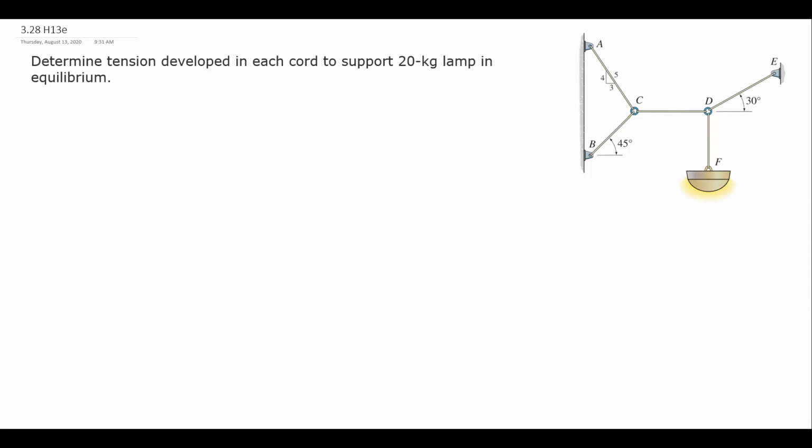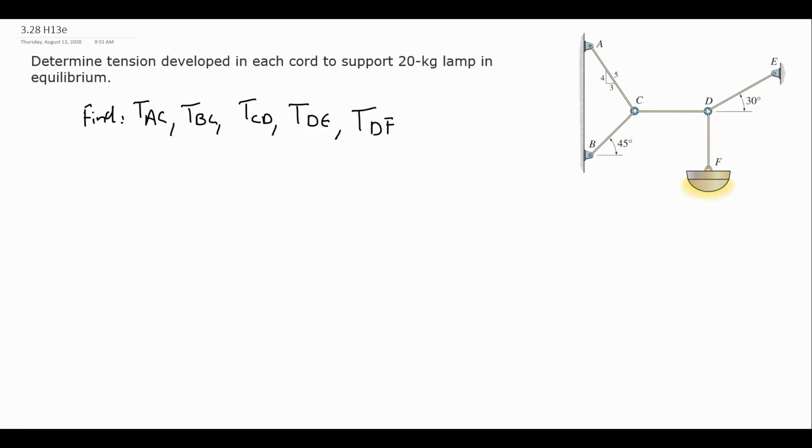In this problem, we're looking to find the tension in each rope to hold this 20 kilogram lamp in static equilibrium. So in our find, we need to find every tension of the 5 ropes that we see here. So I will call it TAC, TBC, TCD, TDE, and TDF.